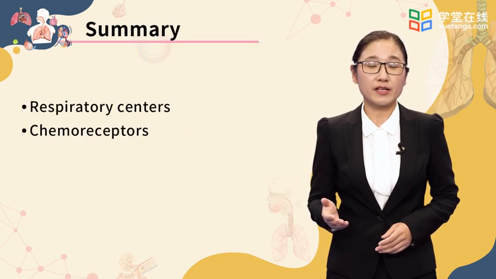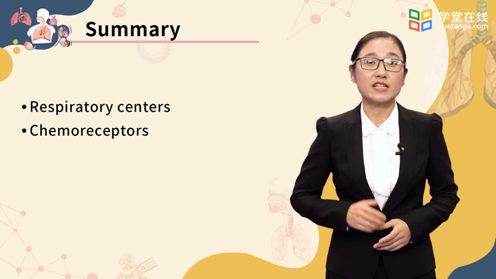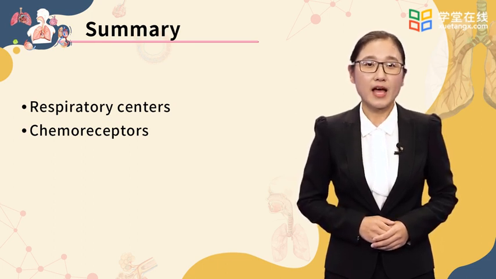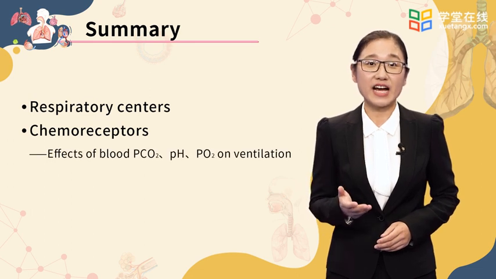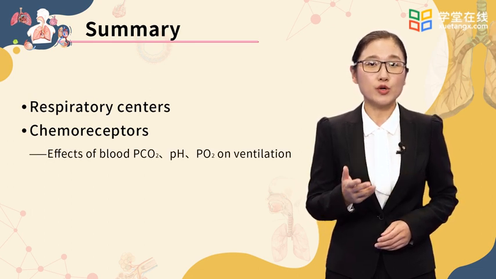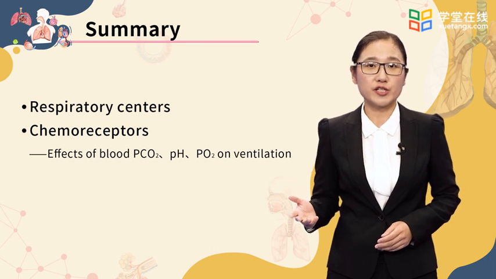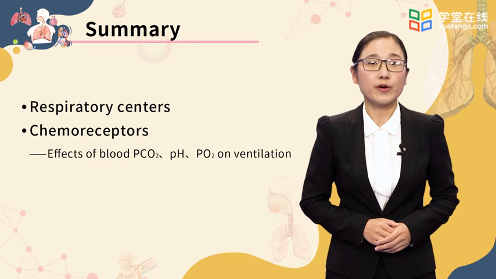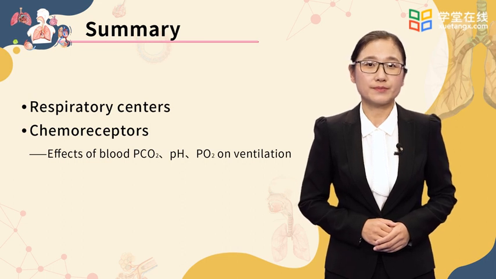Here comes the summary. Today, we have discussed the respiratory centers and their components. I hope you can now explain the effect of blood CO2, O2, and hydrogen ion concentrations on ventilation, regulated by the central and peripheral chemoreceptors.